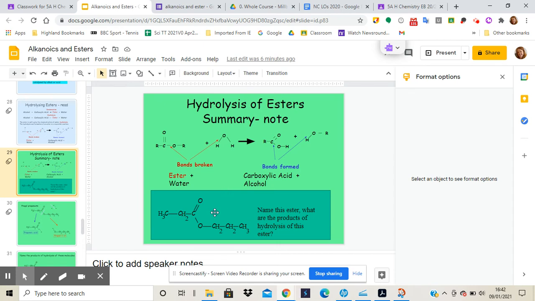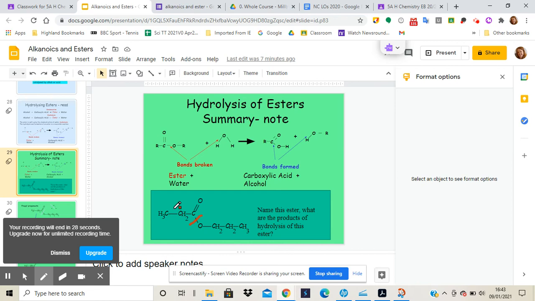And then finally, the last thing you need to be able to do, apart from the uses, is given an ester, name the ester and work out the parent alcohol and the alkanoic acid. So again, always break the bond there. So break the bond here. That is the alcohol part, so 1, 2, 3. So that would be propan-1-ol. Remember to put the 1 in. And this is 1, 2, 3, propanoic acid.